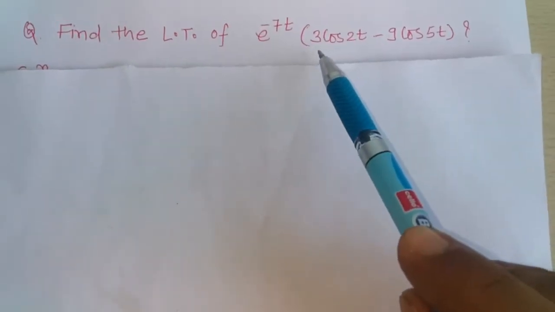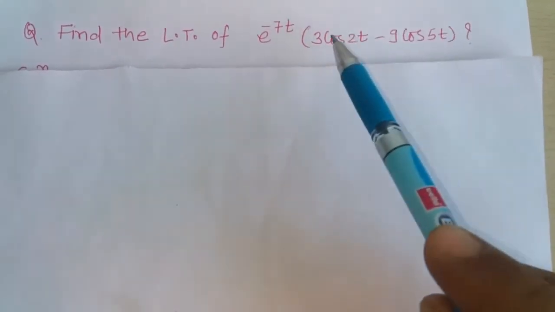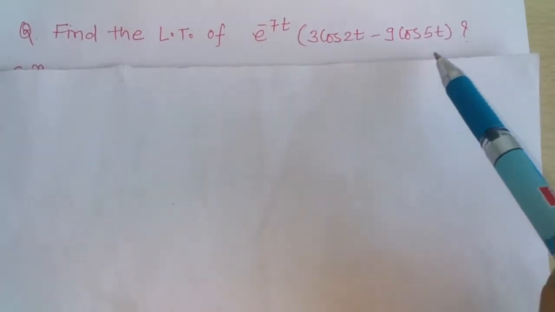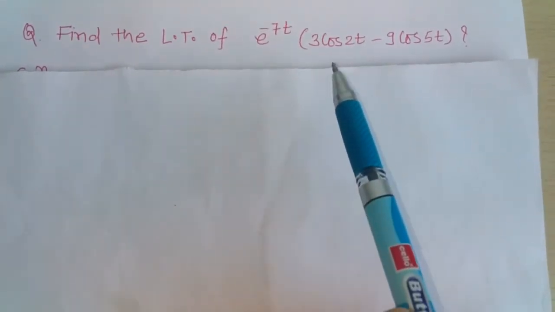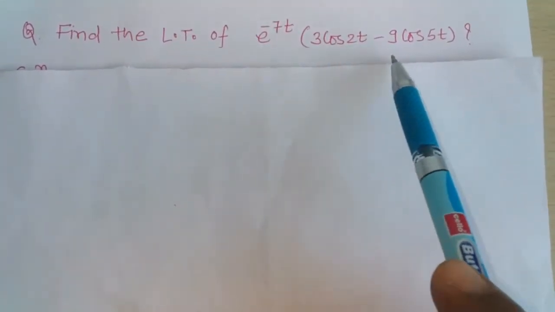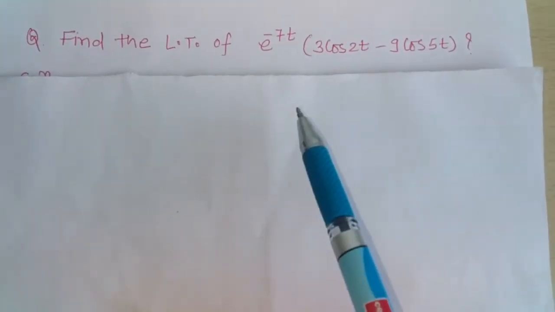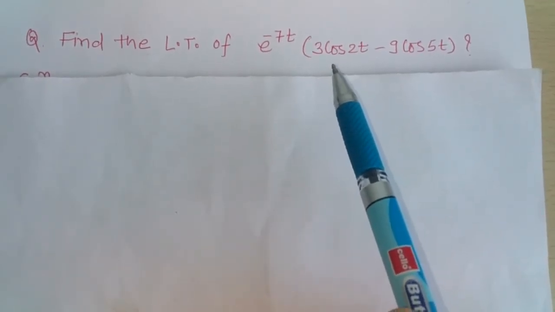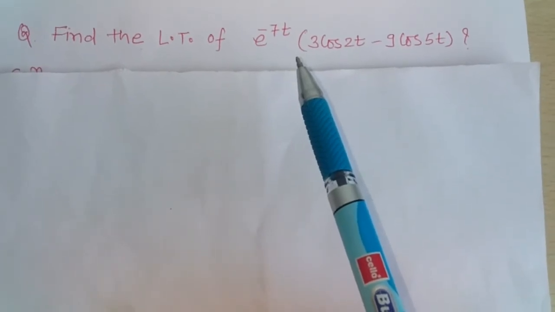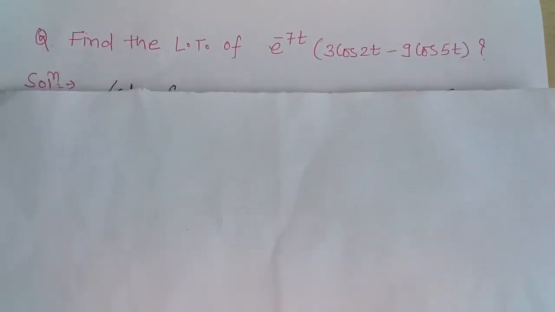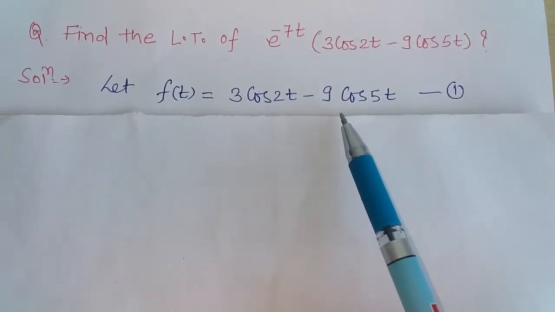So first we assume this function 3 cos 2t minus 9 cos 5t as f(t), and then we find its Laplace transform, which we denote by f bar s. Then to find the Laplace transform of this product term, we use the first shifting theorem. The Laplace transform of e raised to at into f(t) is f bar s minus a. So let f(t) be 3 cos 2t minus 9 cos 5t.